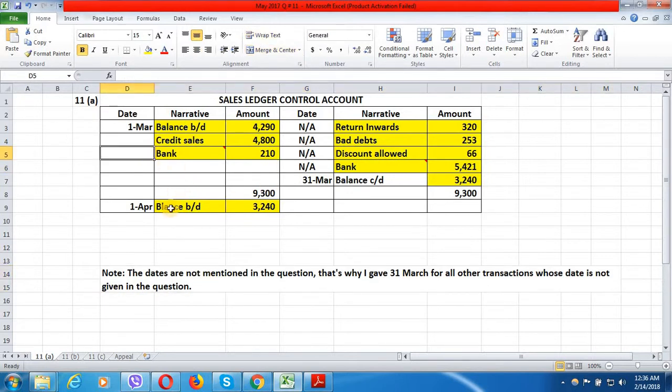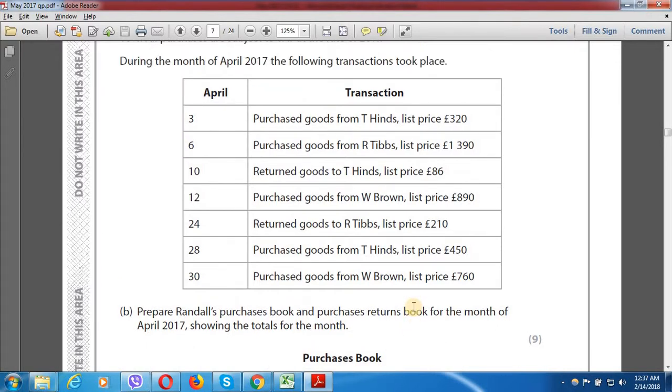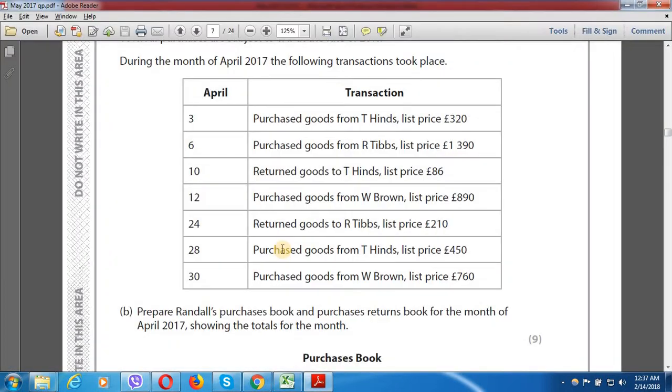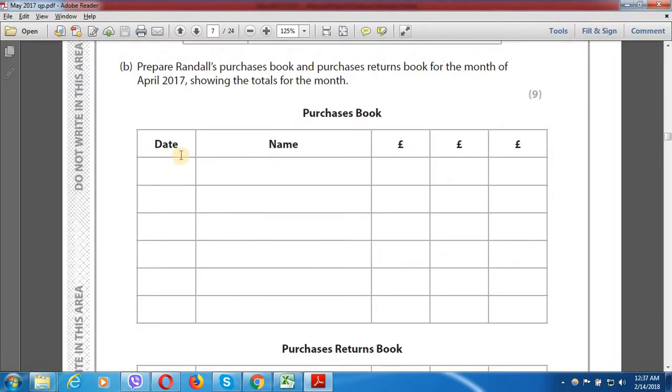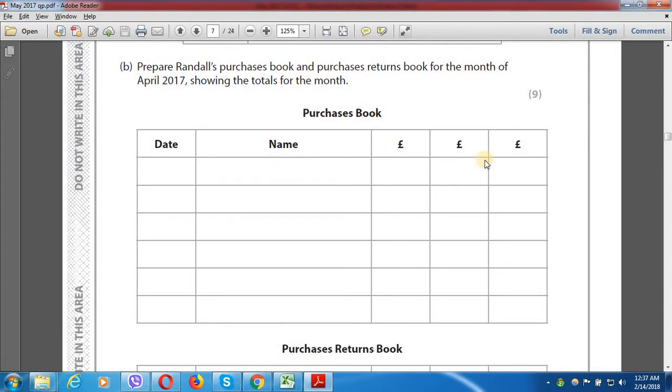Okay, next, number B. It was told to prepare the purchases book and purchases returns book for the month of April 2017. You can see here the dates are given, so you don't need to put that note and an assumed date. So let's start. Purchases book, purchases returns book. The chart was given in the question, which we have to use to prepare the purchases book and the purchases returns book. Date, name, pounds.